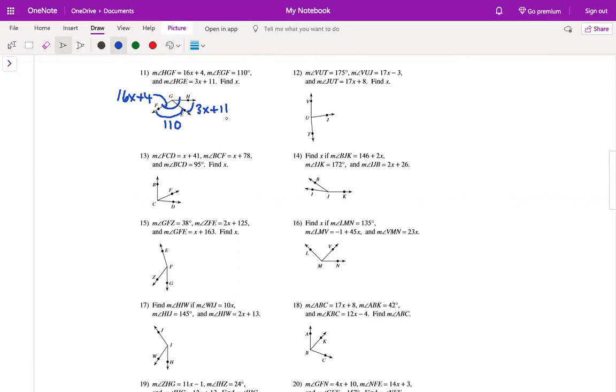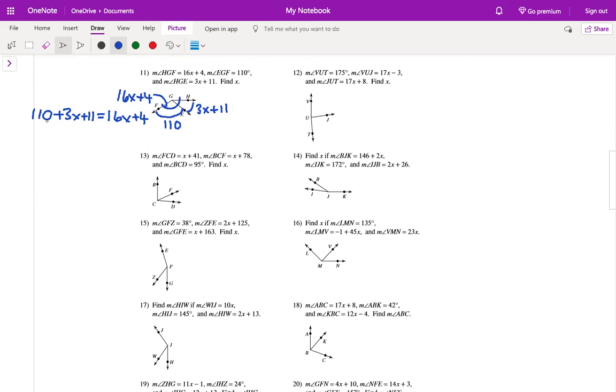Wow, that looks really different, doesn't it? But we can still use the angle addition postulate because we know that the two smaller angles add up to give us the bigger angle. I'm going to go off to the left here as there's a little bit more room and my pen is quite thick with writing, so I need a bit more space. So let's just write an equation. 110 degrees plus the other angle, which is 3x plus 11, has to equal the measure of the larger angle, which is 16x plus 4. And now we have an equation that we should be able to solve for x.